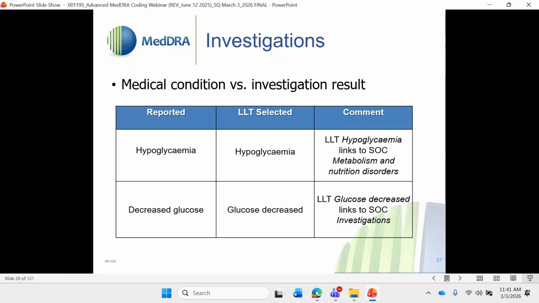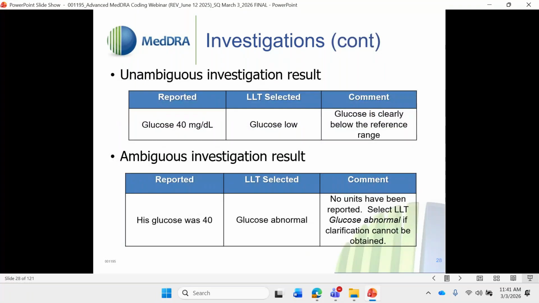Okay, we did this one about medical condition versus investigation result. Now here's the one, ambiguous investigation result. Here we're seeing a glucose with a value, glucose 40 mg per dL. The person selected glucose low. And it's unambiguous, meaning it's clear, because it's telling you it's 40 milligrams per dL. You pick glucose low. Glucose is clearly below the reference range. So that's good, because the normal range, like I said before, is about 70 to 100, and 40 is definitely low.